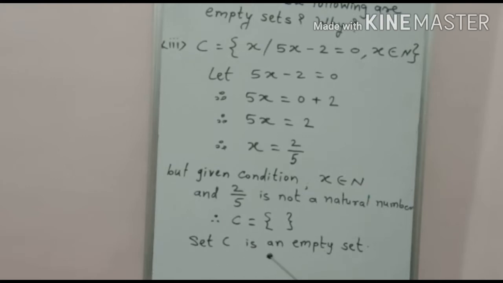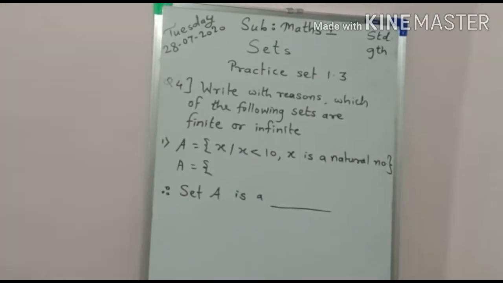Okay students, like this you have 1 or 2 mark questions in the exam: decide whether the given sets are empty sets or not. Now move on to the fourth example. The fourth question is: write with reasons which of the following sets are finite or infinite. Question number 4 is: write with reasons which of the following sets are finite or infinite sets.